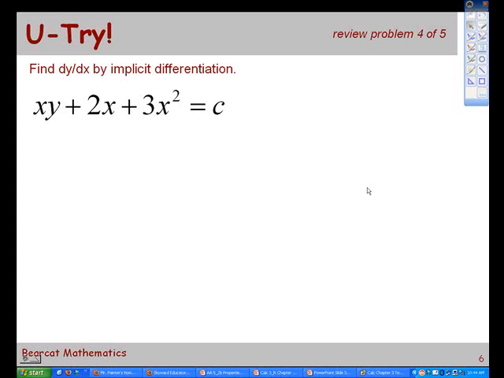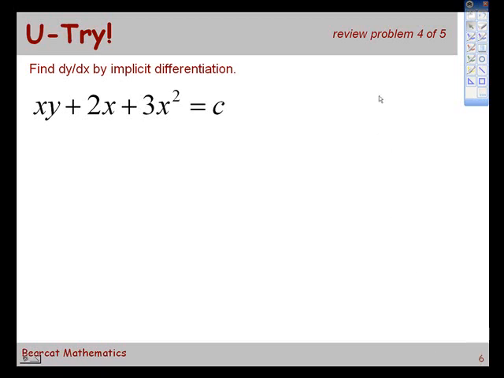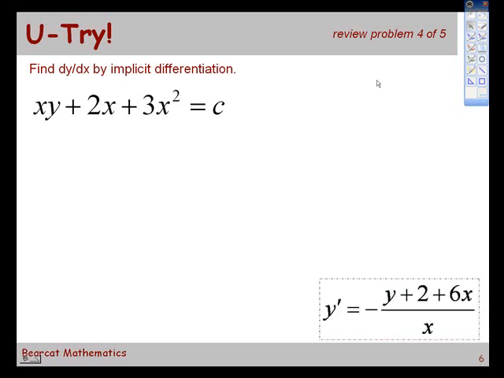Next problem's up. Let's check this answer. It's supposed to look like that. Most of you guys left the minus in the top all the way through. I just factored it out. Okay. Say that again.